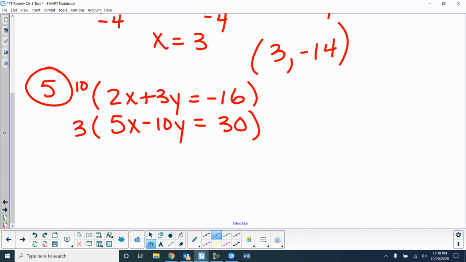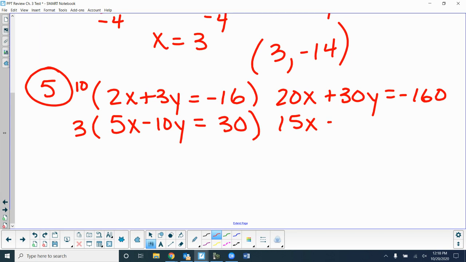So 10 times 2x is 20x. And 10 times 3y is 30y. And 10 times -16 is -160. Just add a 0, right? And then 3 times 5x is 15x. And 3 times -10y is -30y. And 3 times 30 is 90.